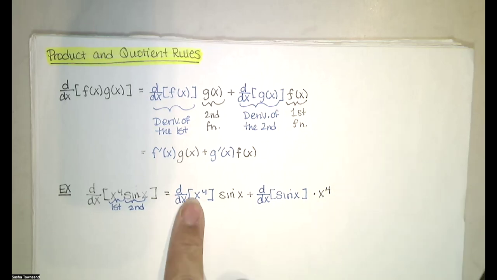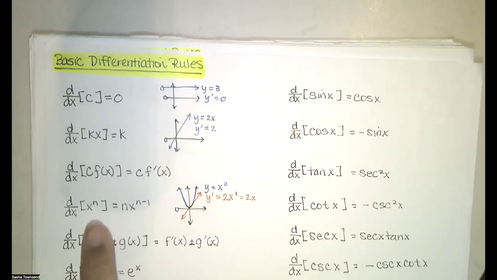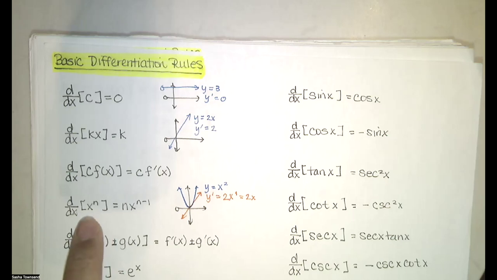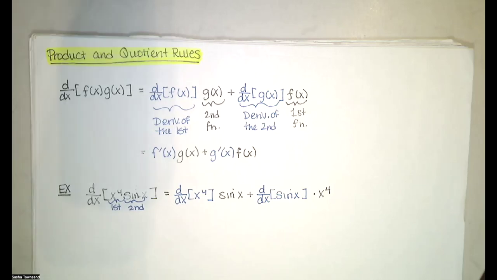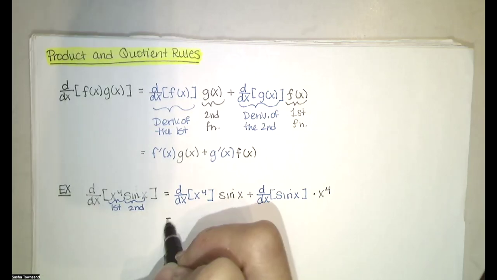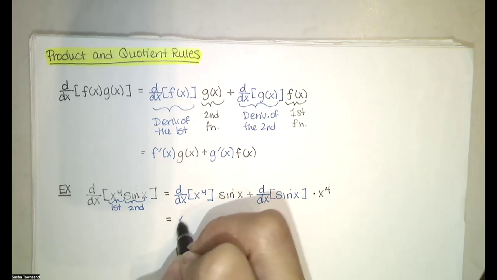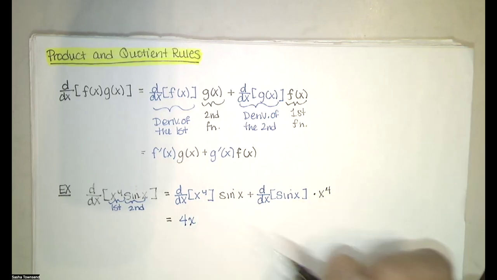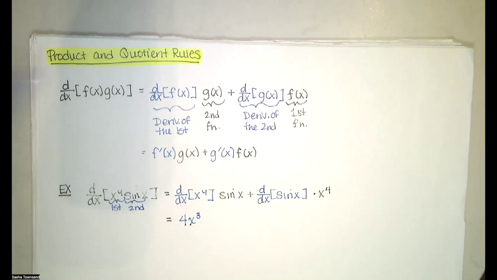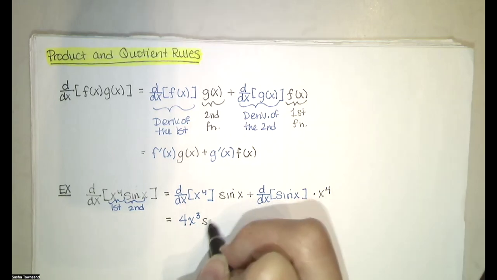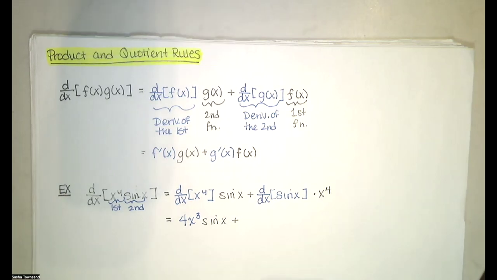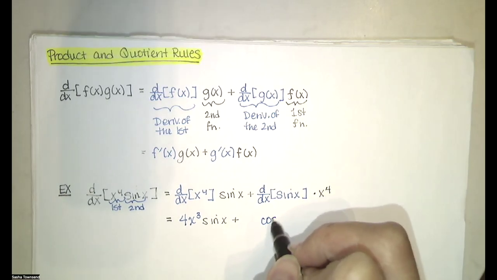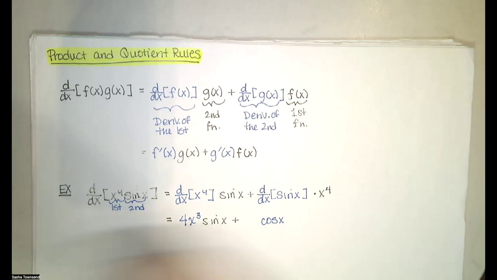And then we apply an appropriate rule. We say, do I have a rule for this? And we do. That's our power rule. The derivative of x to some power is that power times x to the one less power. So the derivative of x to the fourth is 4 times x to the one less power. 4 minus 1 is 3. And then we multiply by sine of x. And then we add the derivative of sine of x, which turns out to be cosine of x. And then we multiply by the x to the fourth.